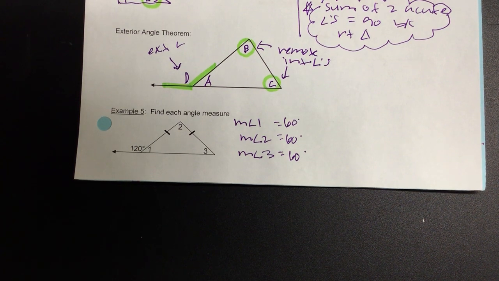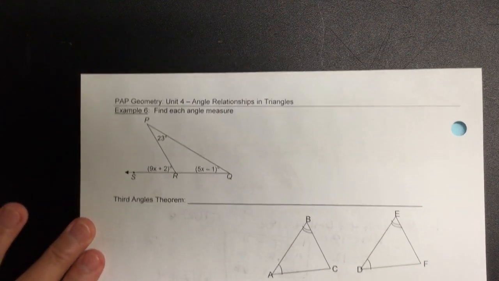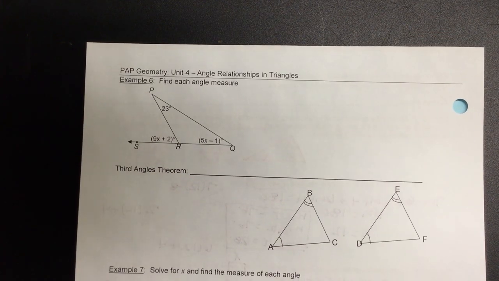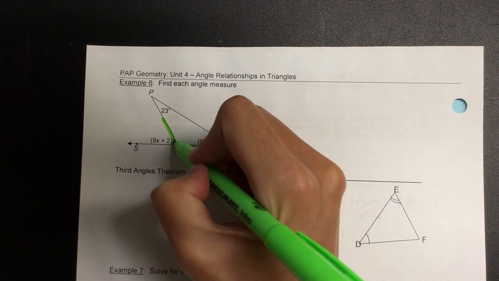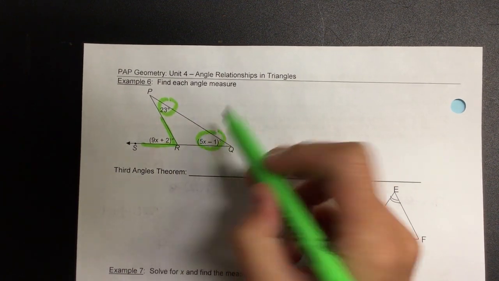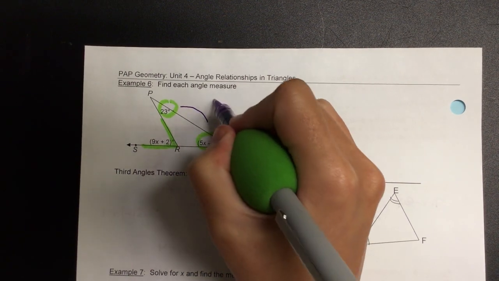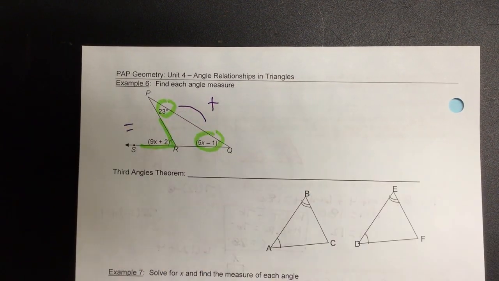All right, do we need explanation on this one? Are we sure? Okay, let's go on to number 8. On number 8, it's not just giving you the angle measurement, it's giving it to you as an expression. So let's go ahead and highlight the angle on the outside and circle the 2 remote interior. So when I add these 2, I must get the exterior.